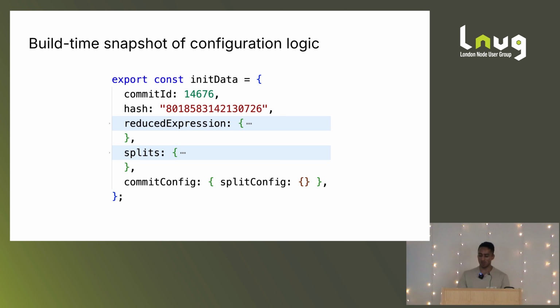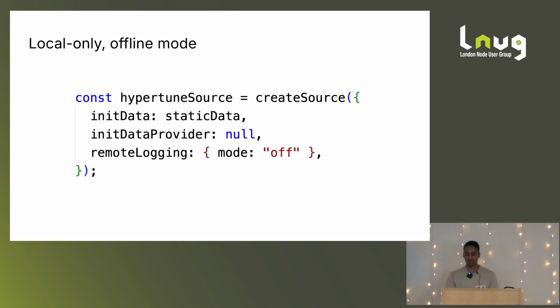So to make this more robust, we can include a snapshot of our configuration logic in our app bundle at build time. So the SDK can use that as a fallback in case it can't initialize from the server. And we can also set up a webhook to trigger a new build and deploy whenever the configuration logic changes. So we keep that build time snapshot up to date and fresh.